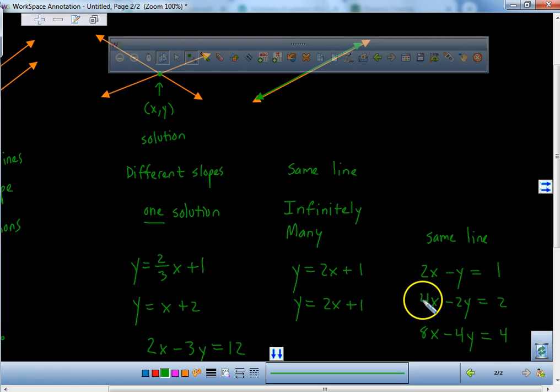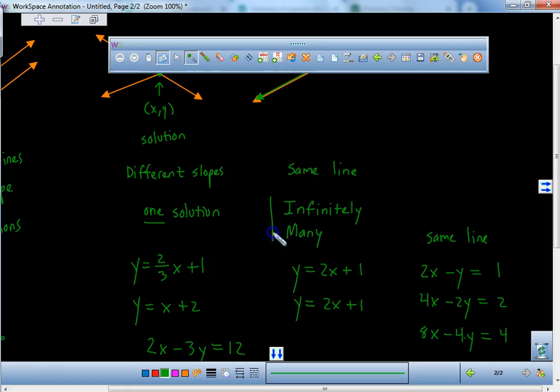I just multiplied that by 2. And then here I just took that and I multiplied that by 2 more. If I graphed all of these, they would end up becoming the same line. And that's where you get this concept of infinitely many.